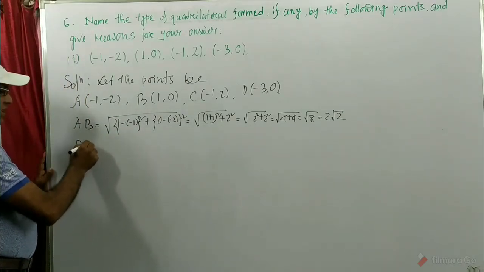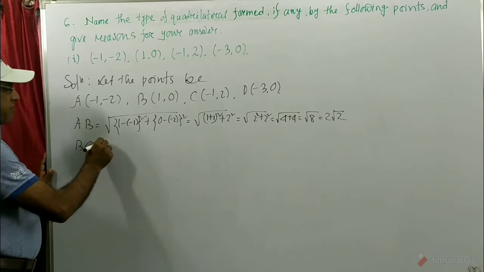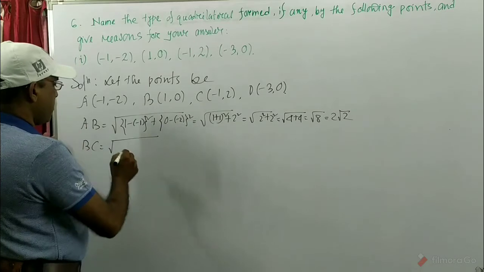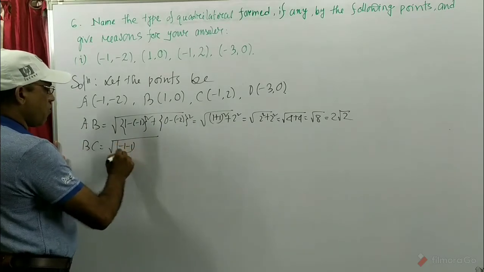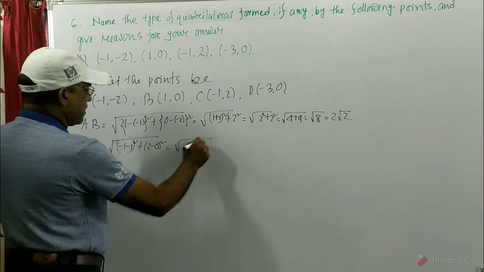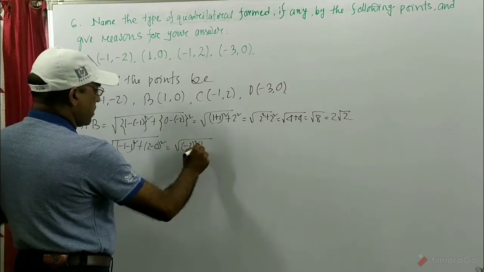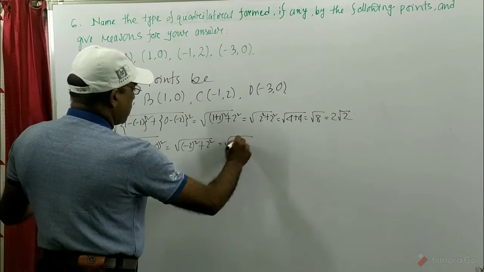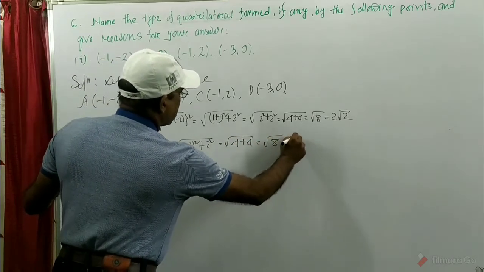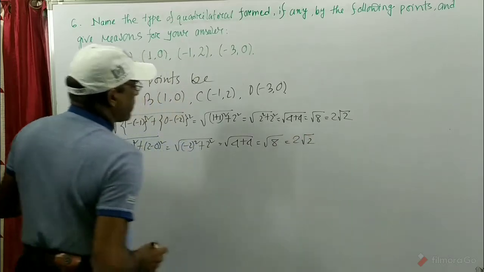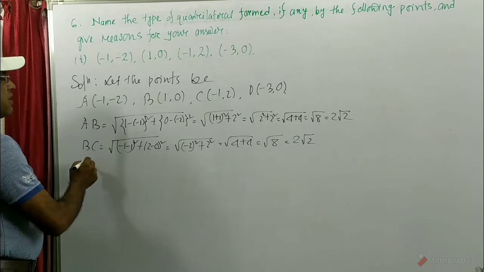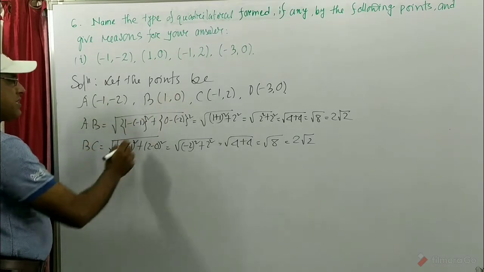Now BC, what do we get? This is C, this is B: (minus 1 minus 1) whole square plus (2 minus 0) whole square, this is minus 2 whole square, 2 square, 4 plus 4, this is root 8, this is 2 root 2. We get this is also 2 root 2. Now AB, BC, CD.